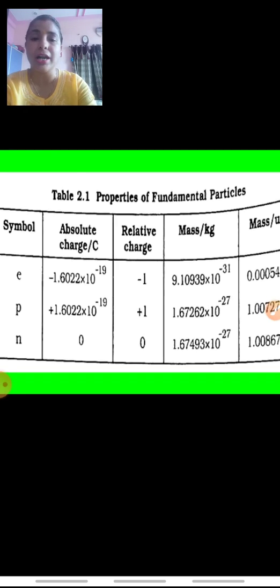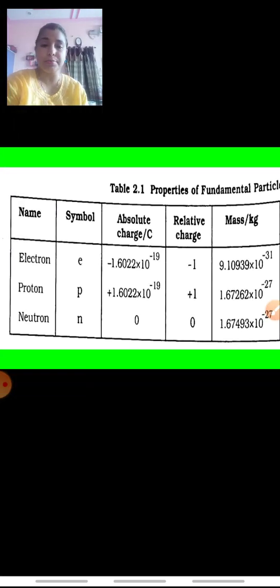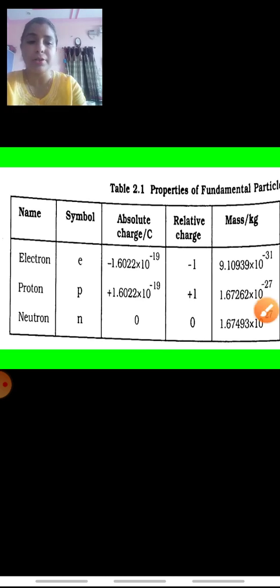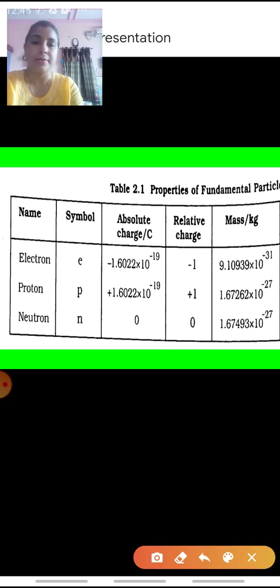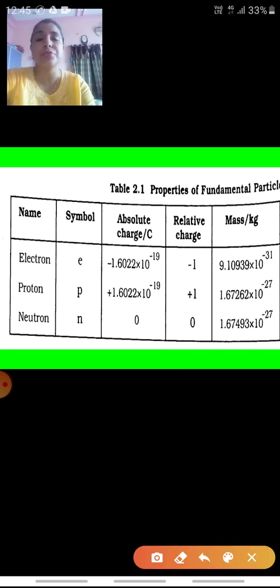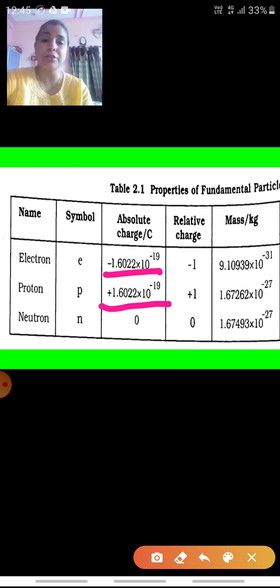Now see, the properties of electrons, protons and neutrons are summarized here in the form of a chart. Electron is represented by the symbol e, proton by the symbol p and neutron by the symbol n. The absolute charge on electron and proton is the same, that is 1.602 into 10 raised to the power minus 19 coulomb. The only difference is that the charge on the electron is negative and that on the proton is positive. Neutron will be 0.